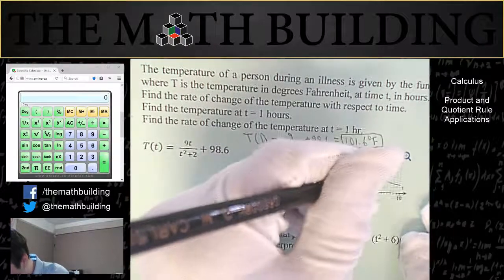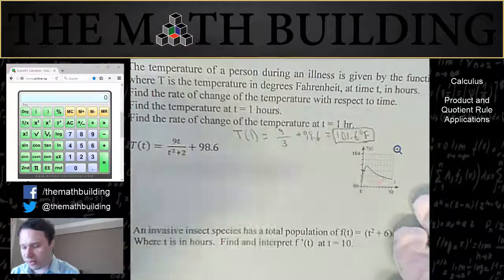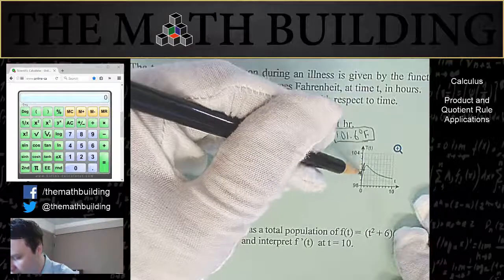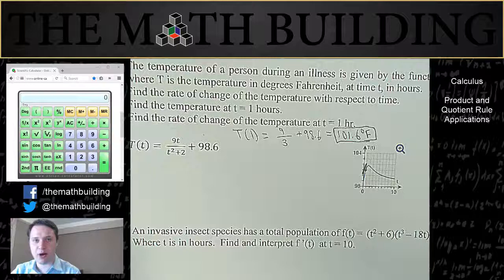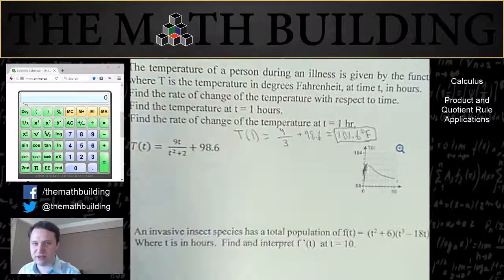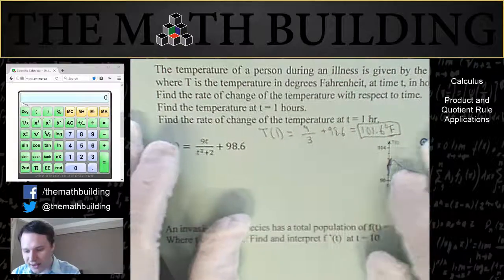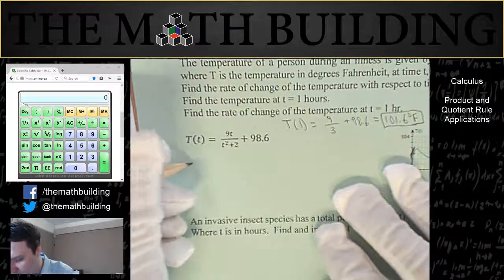We can see that that would be a point on the graph right here. And if we were to take the derivative, it looks like we're on this rising part of the graph. So it looks like we're going to get a positive derivative because their temperature is increasing at that point. So let's go ahead and calculate what that would be by finding the derivative function.